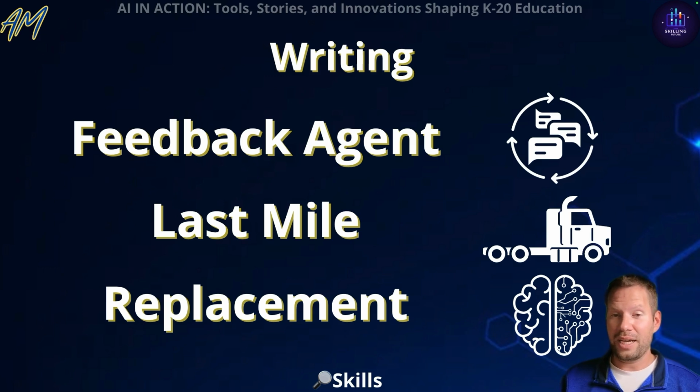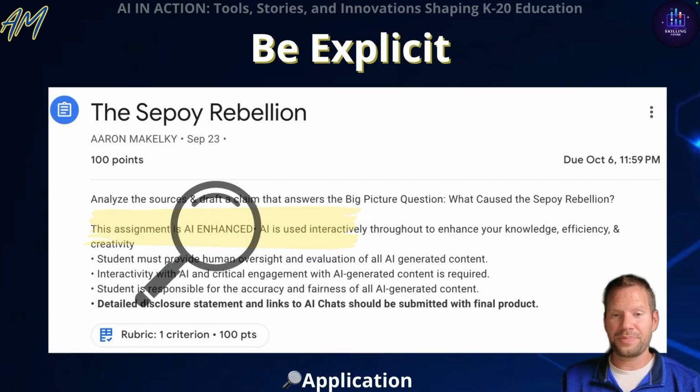The last mile, where the AI does an initial setup and then I iterate on its output. And then the highest level, which I don't do with students at all, and I don't think you should either, at least right away, is replacement, where the AI creates the entire product just based on my prompt. It's a high level skill, and it's probably not what you want your students doing.